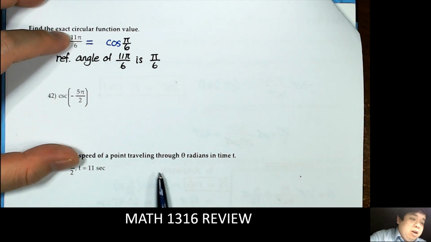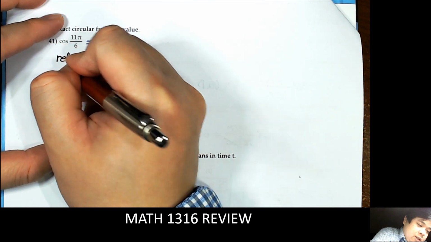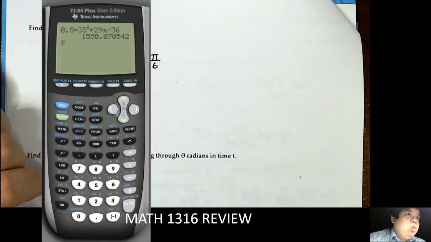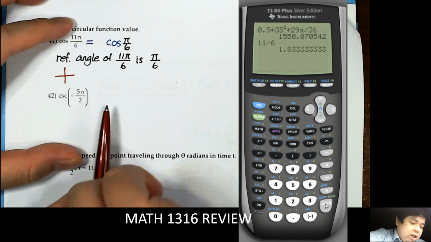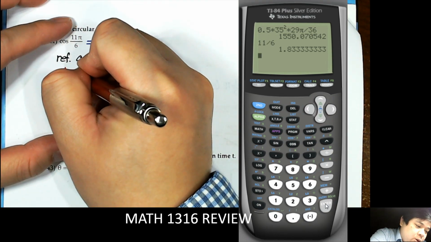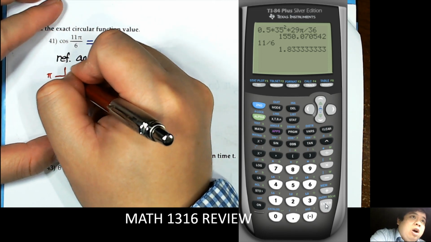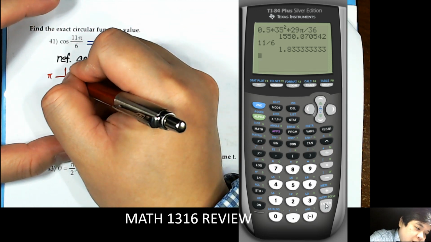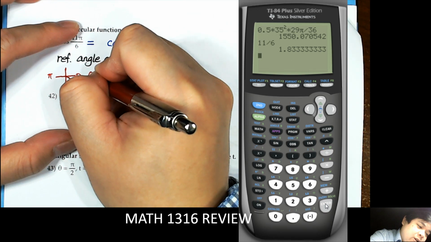Next we will determine if it is positive or negative. 11 pi over 6. So we can use the calculator. What we have is 11 over 6, so it is 1.833. So originally we start from 0, will be here, back to pi will be here, and then 2 pi will be at 0 again. 1.833 is about here. So this is in quadrant 4.